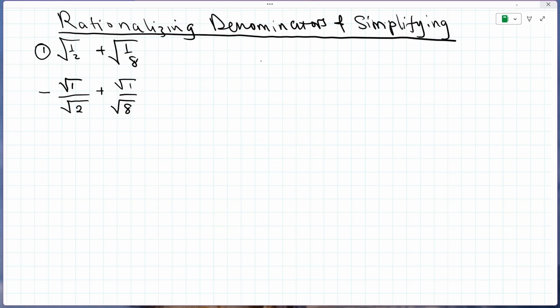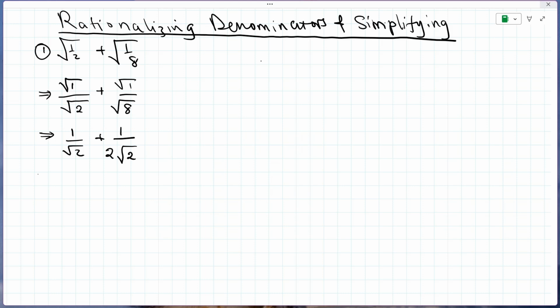And this expression can then become 1, of course, square root of 1 is 1, divided by root 2 plus 1 divided by, we can break this down so that we have a root 2 sign in, because 8 is 2 times 2 times 2. So we can have 2 times 2, the square root of which is 2, and then we remain with the third 2.